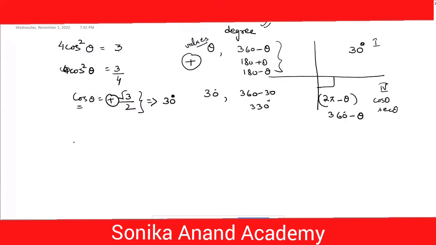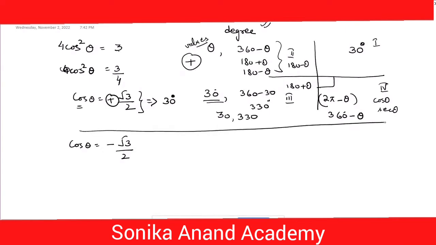Now if for example, this question is like this, cos theta is equal to minus root 3 by 2, we have to go for the negative values. That is for the second quadrant and for the third quadrant. So here we have 180 minus theta, here we have 180 plus theta. And we don't write 30 degree and 330 for that. We solve for 30 degree, but here if we have negative, we don't write 30 degree. We go for these two values.